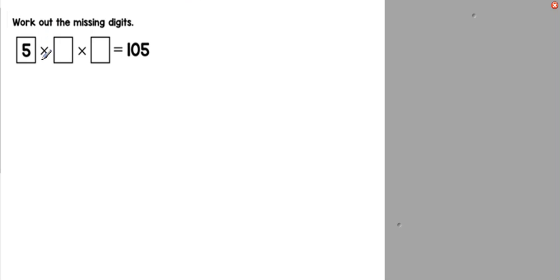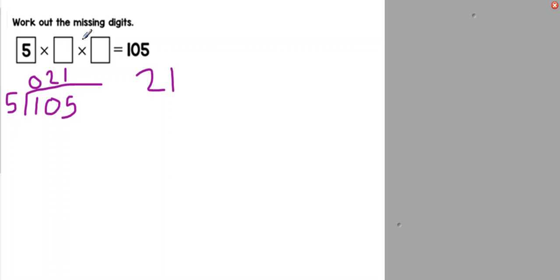Okay, let's have a look then. So if I do 105 divided by 5, I can get my answer to what I have left over. So 5s into 1 don't go, 5s into 10 go 2, and 5s into 5 go once. So I have 21 left over. Okay, so this multiplication, these two missing numbers here, must multiply together to make 21.